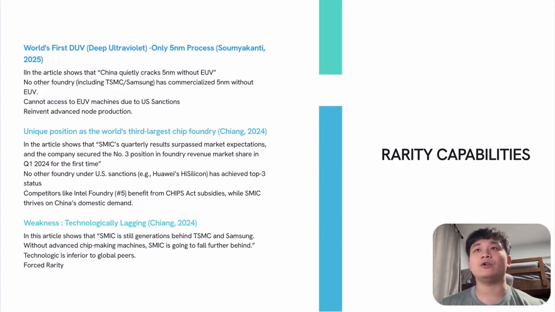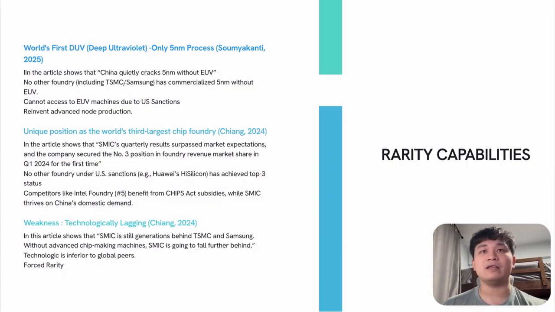The crown jewel is the DUV-only 5nm process, an engineering marvel that no other foundry, not even TSMC with its EUV access, has chosen to replicate. This breakthrough, achieved through advanced multi-patterning techniques, has become SMIC's signature capability since being cut off from ASML EUV machines. This forced innovation has yielded tangible results. Despite operating under strict US sanctions, SMIC captured the world's third global foundry position in 2024. Consider the irony: while Intel Foundry benefits from CHIPS Act subsidies, it only ranks fifth. SMIC has leveraged Chinese domestic demand to achieve what no other sanctioned semiconductor firm has accomplished.